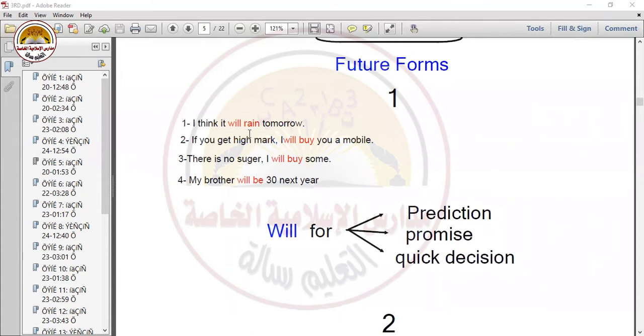We use the form will plus infinitive in example one for prediction. If we see think, it's a prediction. Number two, if you get a high mark, I will buy you a mobile phone. This is a promise. We use will plus infinitive for promise. Number three, there is no sugar, I will buy some. This is a quick decision. Number four, my brother will be 30 next year. This is a fact. So we use will plus infinitive to express future. Okay?